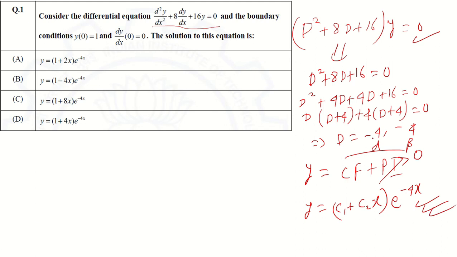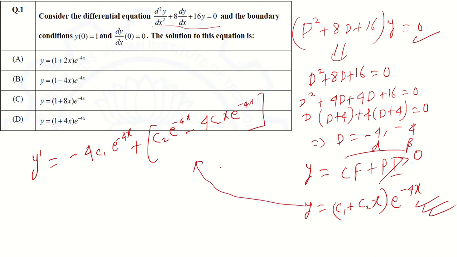So there are so many conditions according to the root. So according to this, I got finally this one. I know you have already studied this kind of quadratic linear differential equation. Now I got finally y is equal to that, and now y dash, that is the differentiation of y, is equal to minus 4 c1 e to the power minus 4x plus c2 e to the power minus 4x minus 4 c2 x e to the power minus 4x. You can write this is the differentiation of this y.